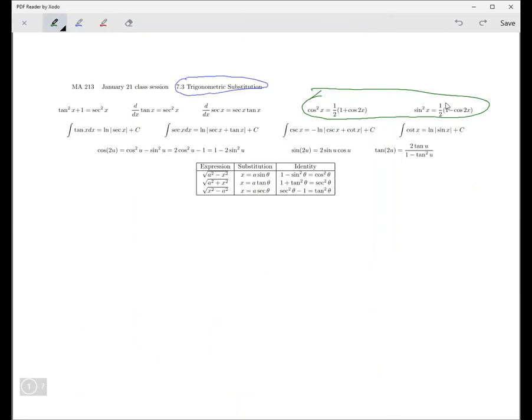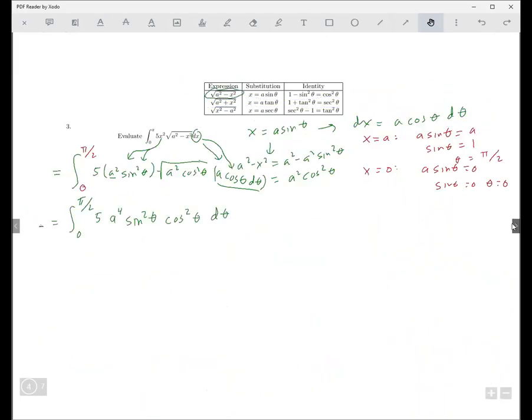In this particular case, I'm going to use this one first, okay? I'm going to use that one, and I'll show you why. So sine 2u is 2 sine u cosine u. It's because I have sine squared cosine squared.